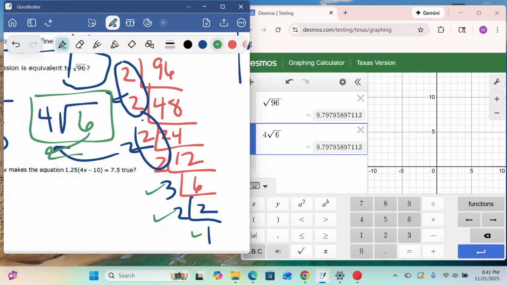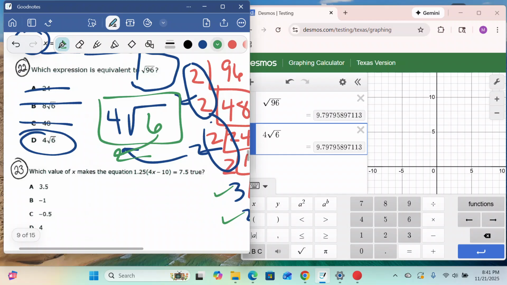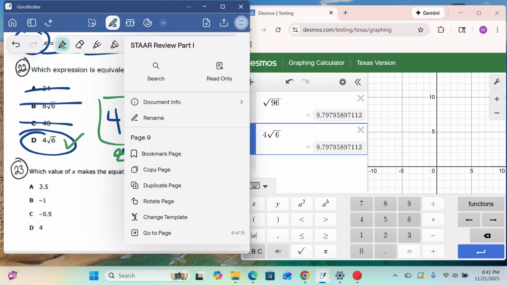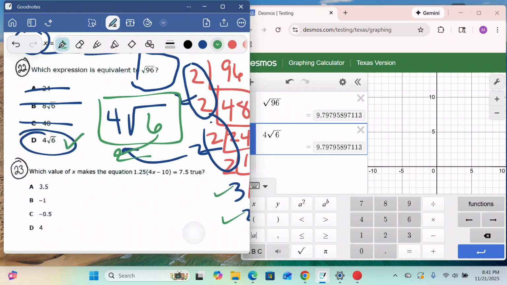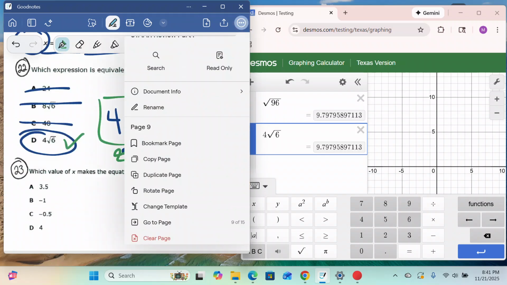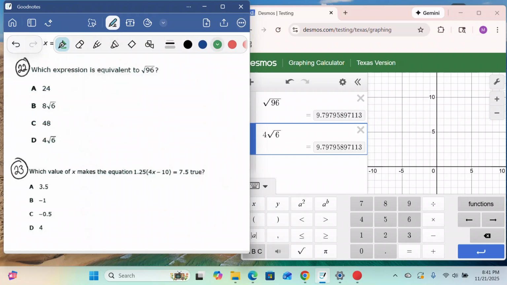And this is a correct way to check it, just in case you want to check it using the ladder method. But once again, why use that if you can just use Desmos and let Desmos do the work for us? So let me delete the work so that we can look at the next one. I'm going to click on this, cancel. I'm going to clear the page so we can clear the work. And we're going to look at number 23.